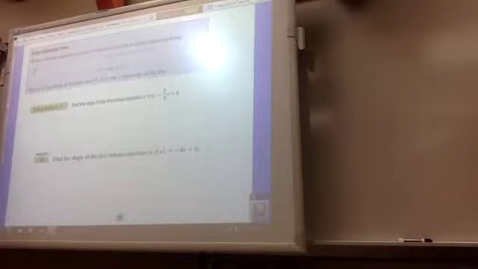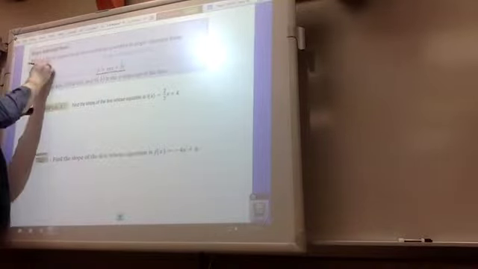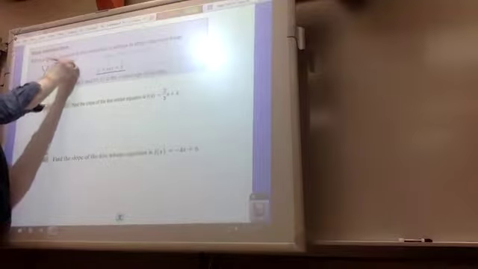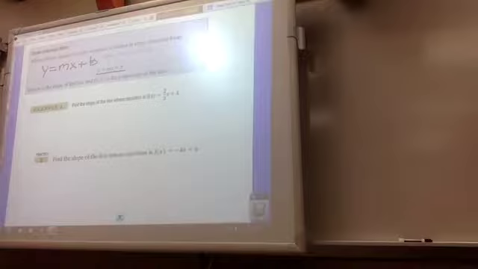If you have y is equal to, so y is all by itself, then you're in slope-intercept form. Slope-intercept form is this form right here: y is equal to mx plus b. So if you have y to the left, a number in front of x, then plus or minus a number, if it's in that form, which is nice and pretty, it tells us two things about the line.